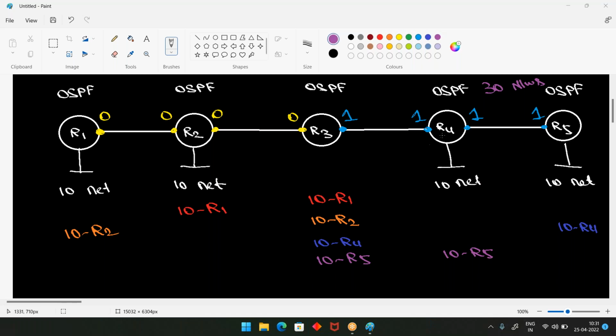Okay, check this now. In the R4 routing table, can we have the R1 and R2 networks? No. Now tell me, can R4 communicate to the R1 and R2 routers? In the R4 routing table we don't have the R1 and R2 networks information, so it is not possible.